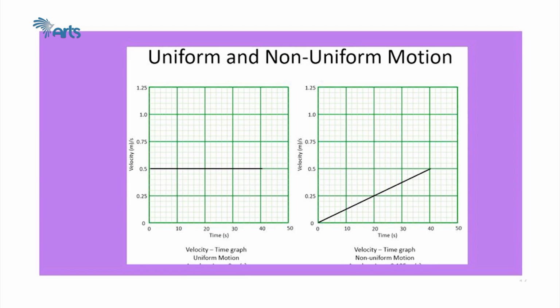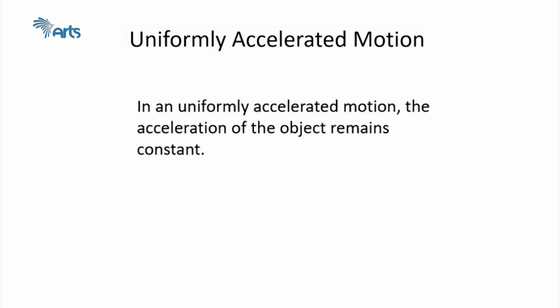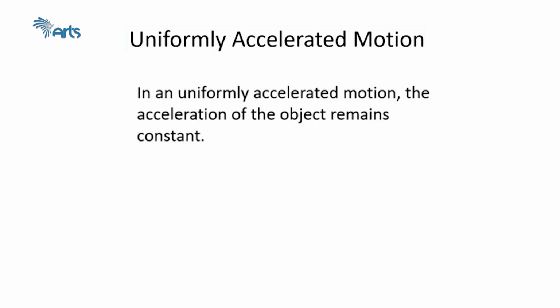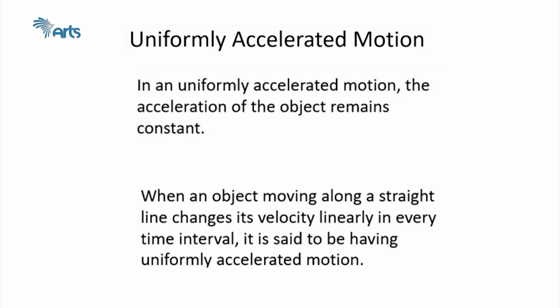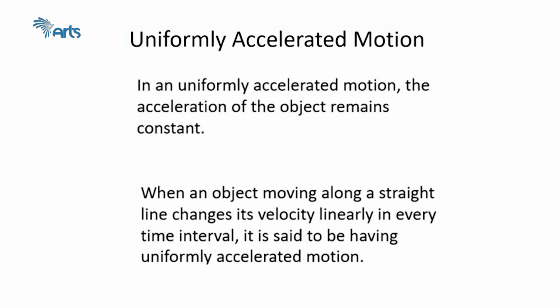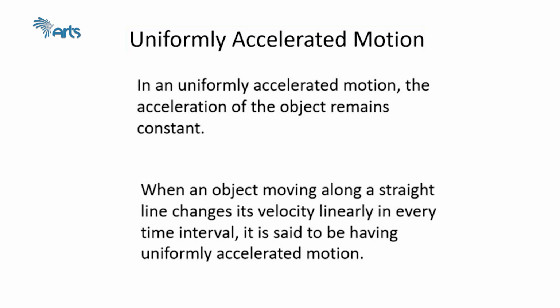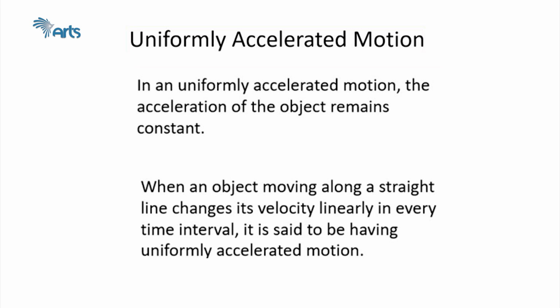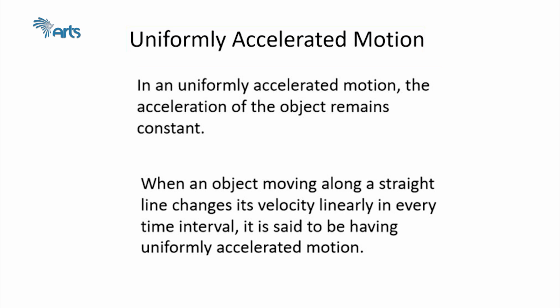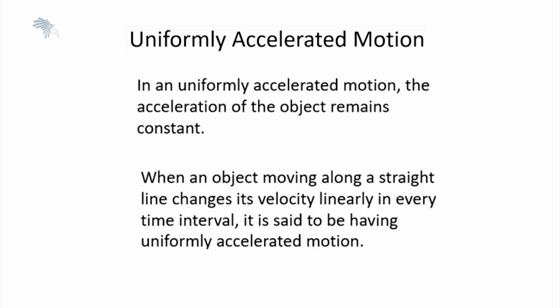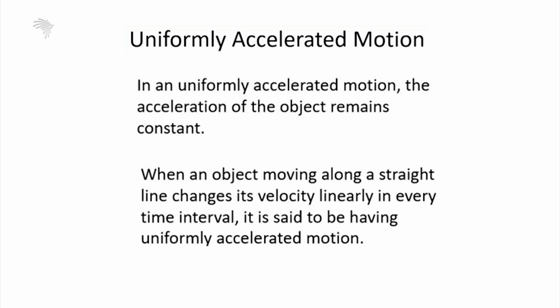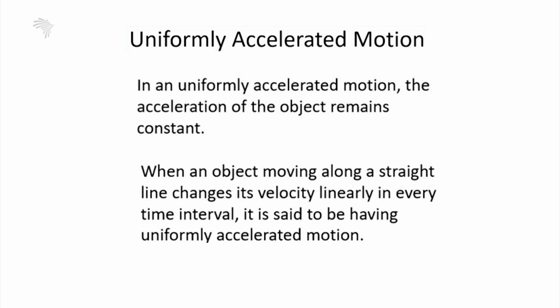The second type of motion is uniformly accelerated motion. In a uniformly accelerated motion, the acceleration of the object remains constant. When an object moving along a straight line changes its velocity linearly in every time interval, the motion is said to be uniformly accelerated motion.